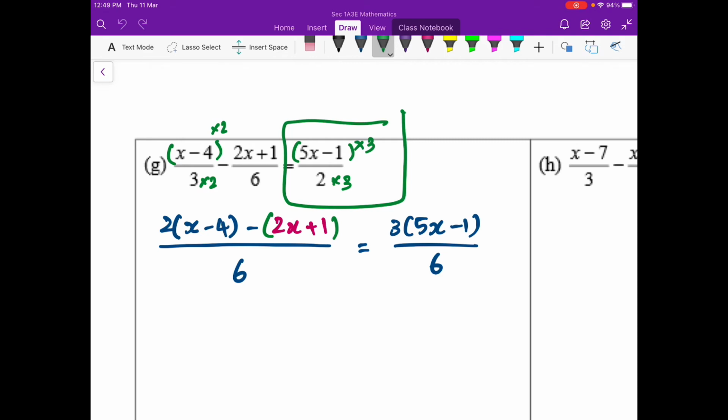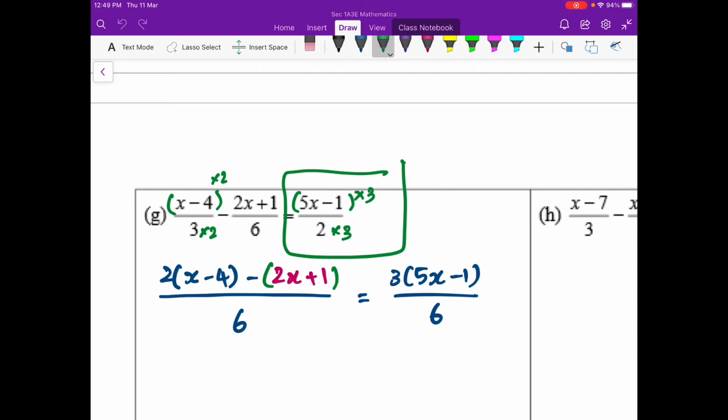So yesterday I also mentioned that a negative fraction, for example negative 1/3, can be written as negative 1/3, or it can be written with the negative sign in the numerator, negative 1 over 3. Right, all these are the same. So if I were to say that the negative sign belongs to the numerator, then the negative sign over here belongs to the entire 2x plus 1.